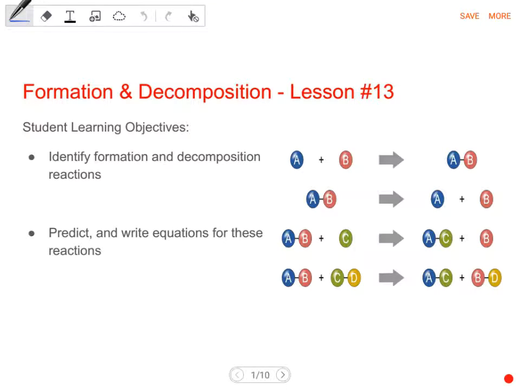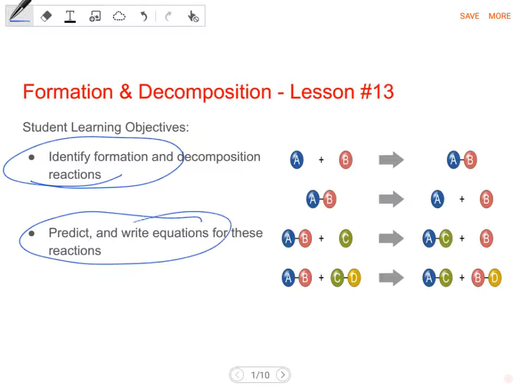Okay, so now let's get on to chemical reactions. Essentially, we are going to take different atoms and compounds and mix things up. We're going to start using our knowledge to predict what is going to be created. In lesson 13, your objectives are to identify formation and decomposition reactions, and once you identify them, you're going to want to predict and write them.